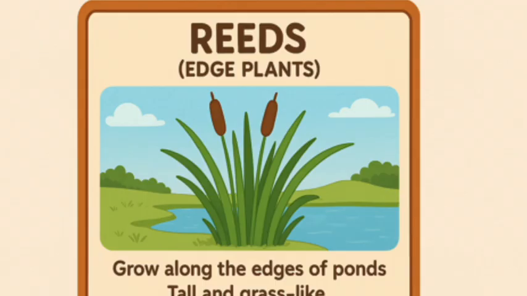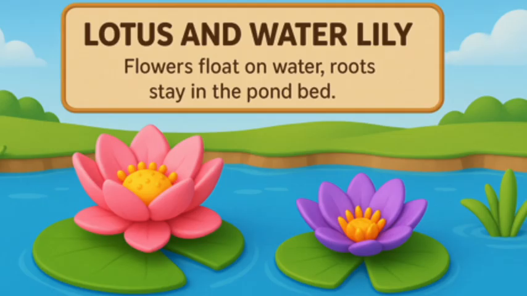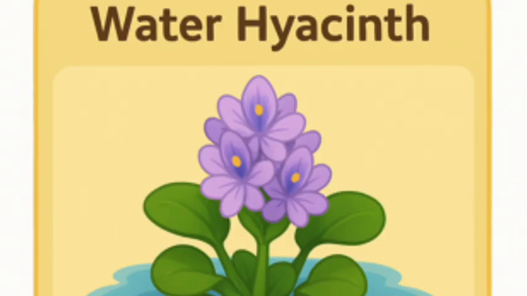6. Reeds, edge plants, grow along the edges of ponds, tall and grass-like. 7. Lotus and water lily, rooted floating plants; flowers float on water, roots stay in the pond bed. 8. Water hyacinth, free-floating, a fast-growing plant that floats and spreads on water.